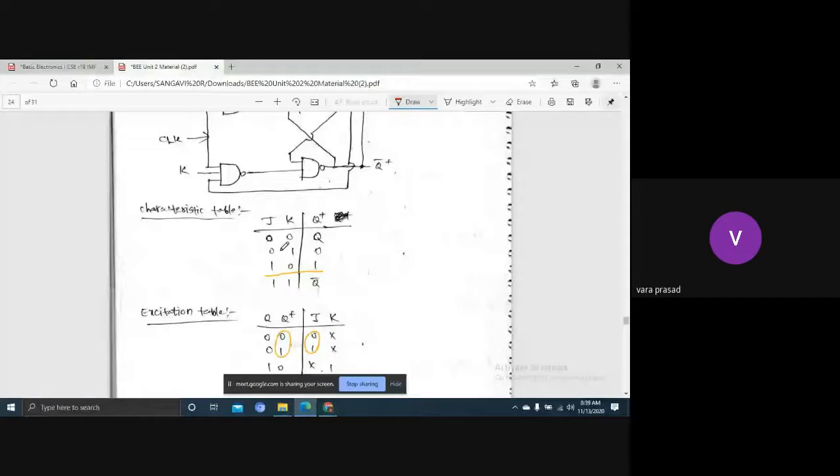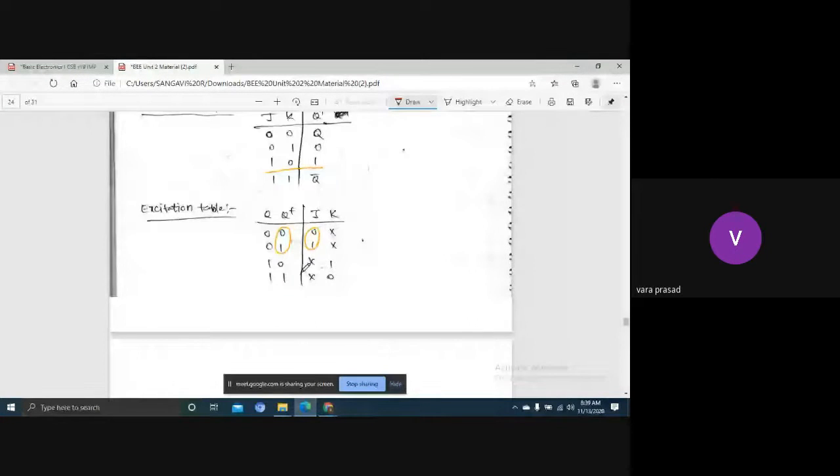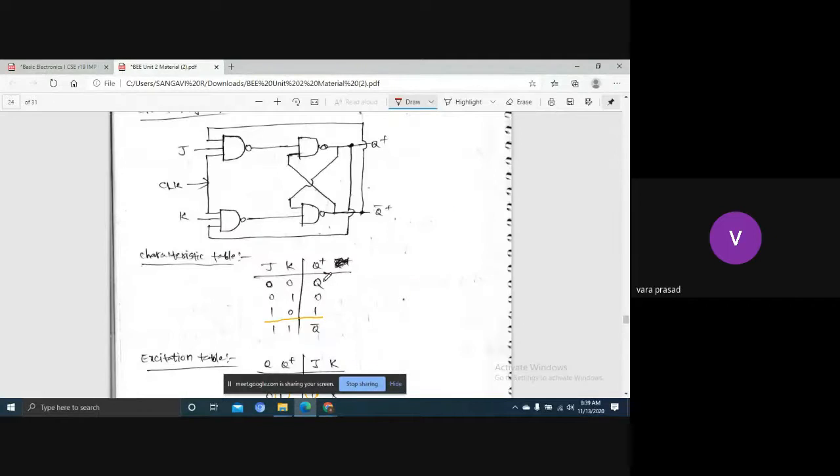Now the circuit. How can we get it? Same JK flip-flop. See here, this is a JK flip-flop, right? Here I can make it a NOT. That's it. Here I can make it a D. This is a D flip-flop. Understand? JK flip-flop, same circuit, a little bit changed.